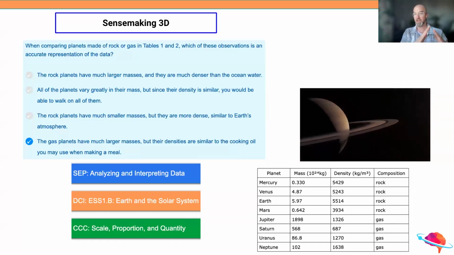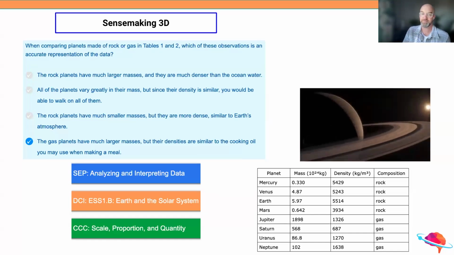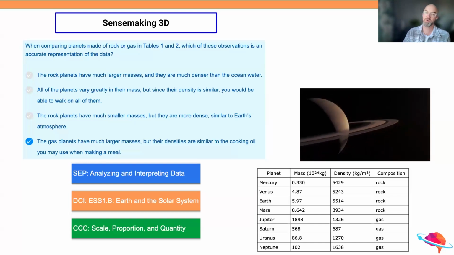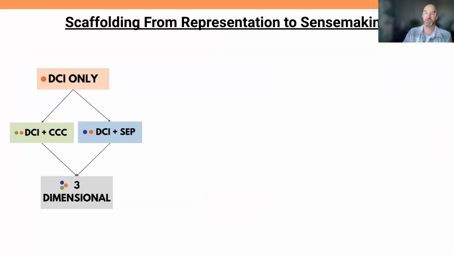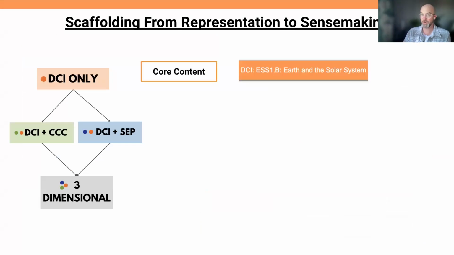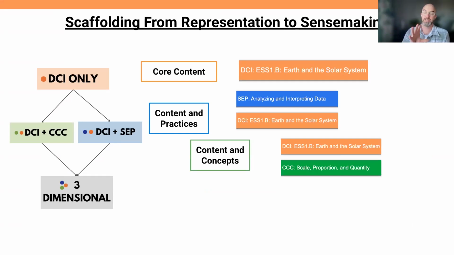So it looks like a knowledge only question, but students have to look at the phenomena, they have to read the tables in order to answer the question, which is the important piece of this standard and of this question. So in this way, we can ask questions at different degrees of sense making to scaffold up. Those first questions are core content questions, and they only ask about the DCI. So we're just asking about ESS1B. Then we can bump it up to a content and practices question or a content and concepts question. Say, can you take that knowledge and weave in scale, proportion, quantity? Can you weave in analyzing and interpreting data?